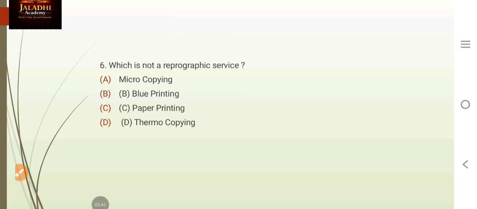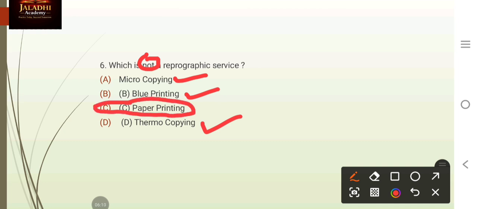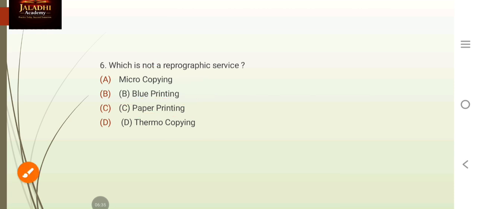Which is not a reprographic service? Read the question properly; here it says not. They are asking which is not a reprographic service. Microcopying is a reprographic service, blueprinting also, and thermocopying is also a reprographic service. The only one left out is C, paper printing. Printing is not equal to copying, so paper printing does not provide reprographic services. So the answer is paper printing, which is not a reprographic service.